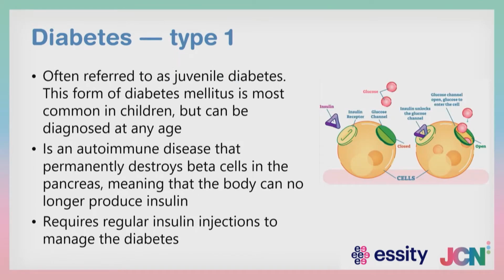There are two types of diabetes, so let's look at type 1 first of all. We often refer to this as juvenile diabetes, and that's because it's more common in children, but it can be diagnosed at any age. It is an autoimmune disease that permanently destroys beta cells in the pancreas and means that the body can no longer produce insulin. So the person requires insulin injections to manage the diabetes, giving insulin to the body that it cannot produce.